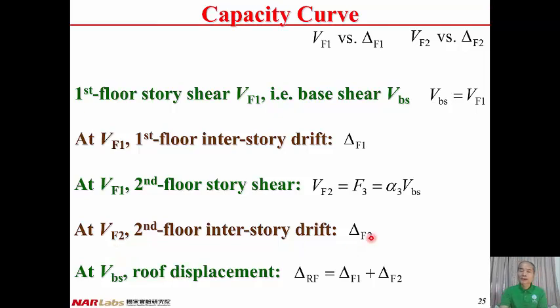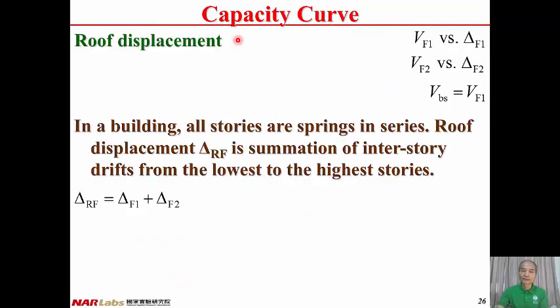delta F2. Once we have delta F1, the first story drift, and delta F2, the second story drift, the summation of these two becomes roof displacement. Once we have the base shear and roof displacement, the relationship between base shear and roof displacement becomes the capacity curve of the structure.